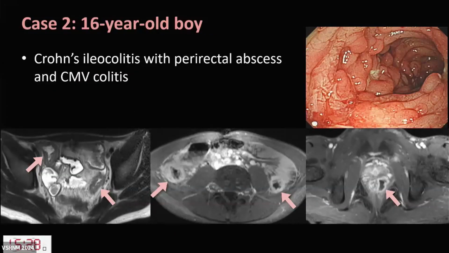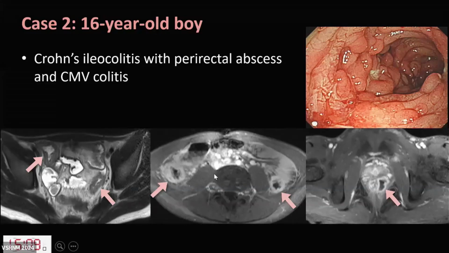Okay, let's move on to the second case. This is a 16-year-old boy. He had a Crohn's ileocolitis with perirectal abscess and CMV colitis. So on the colonoscopy, there are ulcers and inflammatory pseudopolyps.